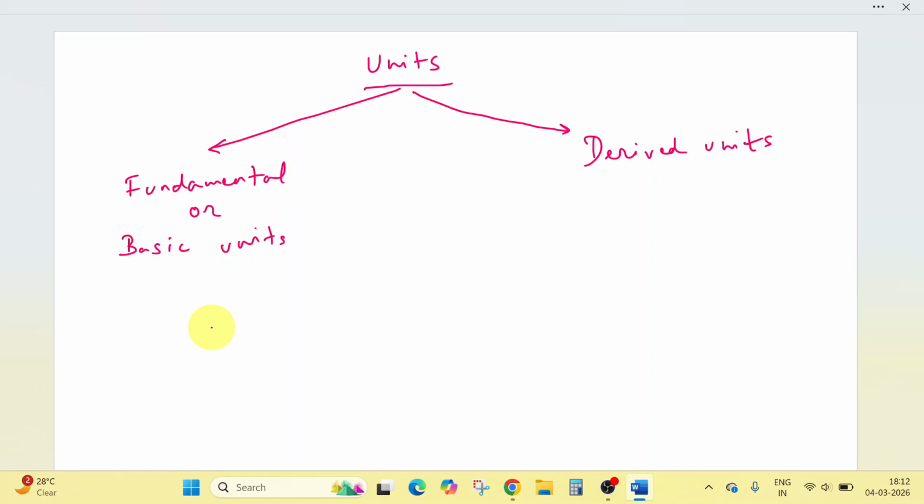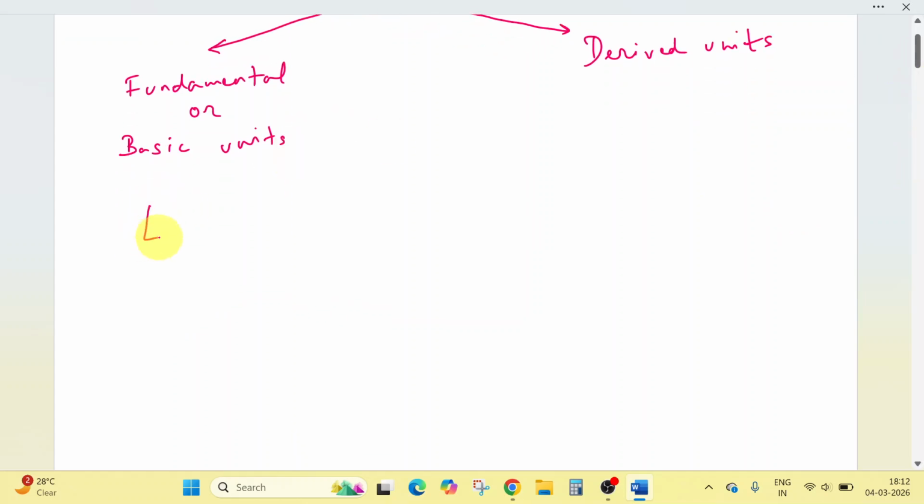Now, what are the basic fundamental units? You know that they are L, M, T. These are the basic fundamental units, the physical quantities you can say. L is for length. M is for mass. T is for time. Okay, these are the basic fundamental units, and in some books you will also find theta.